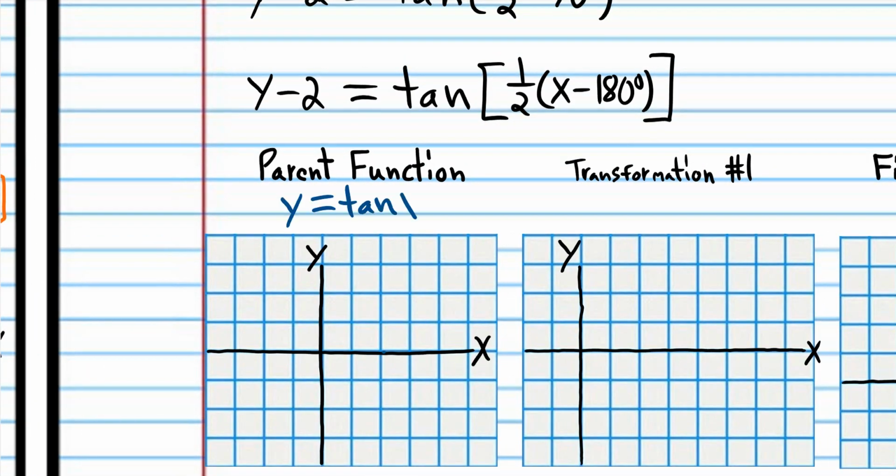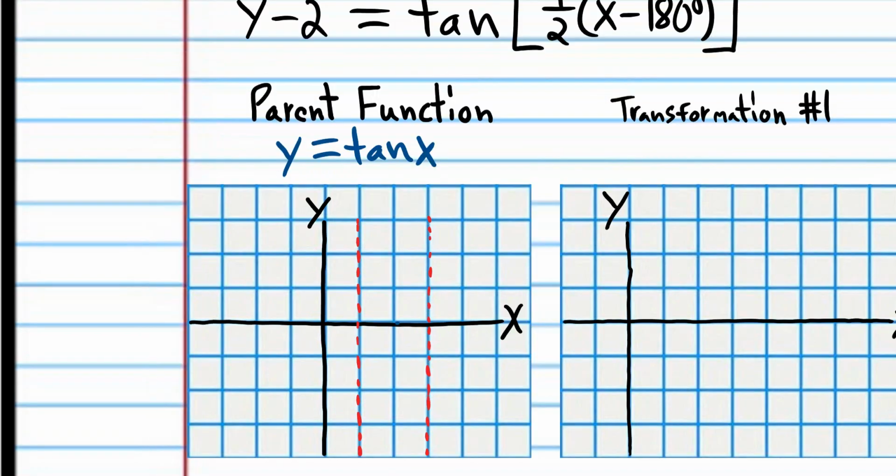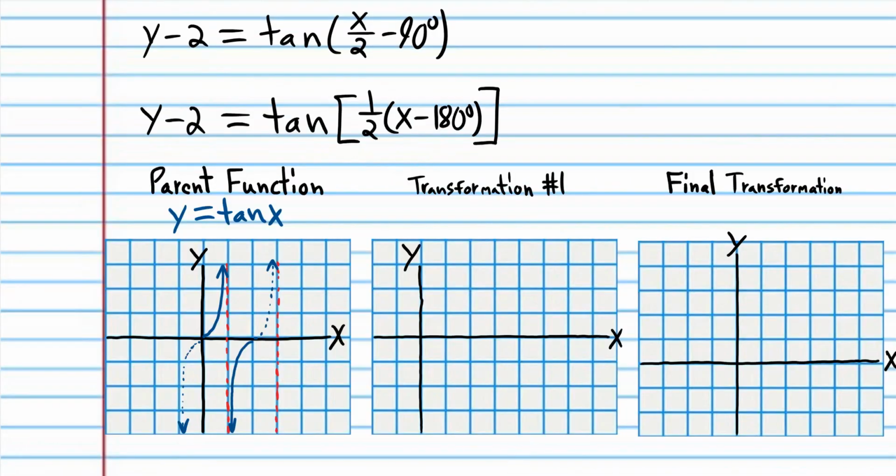So the parent function is the tangent function, and if you look at your tangent graph, there's asymptotes at 90 degrees and 270 degrees, and the graph looks like this, and it continues off, and the other half of the graph is going down like so. So now we're going to dilate. We're going to stretch horizontally.